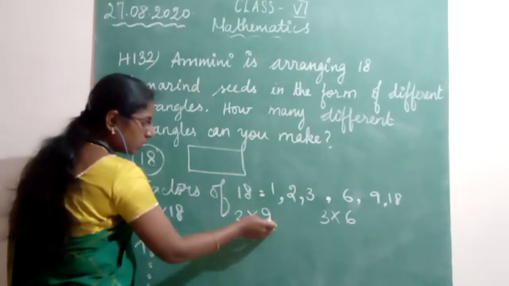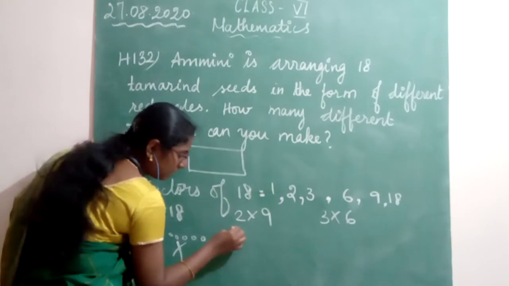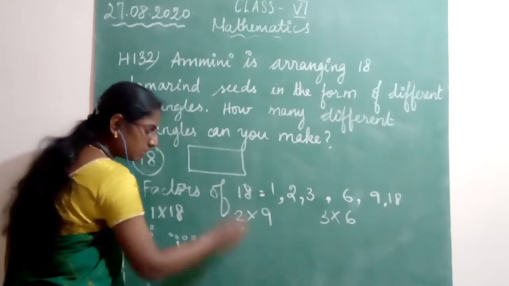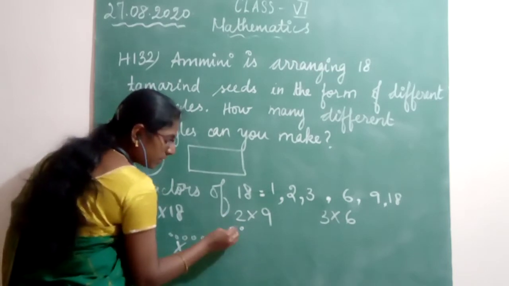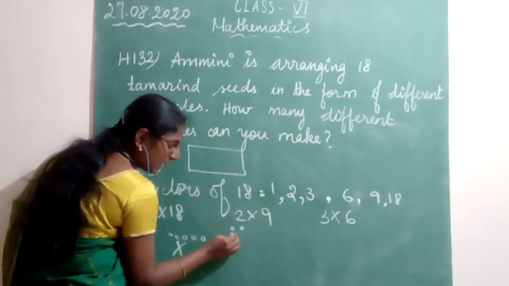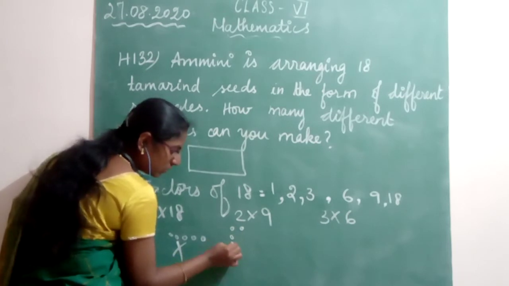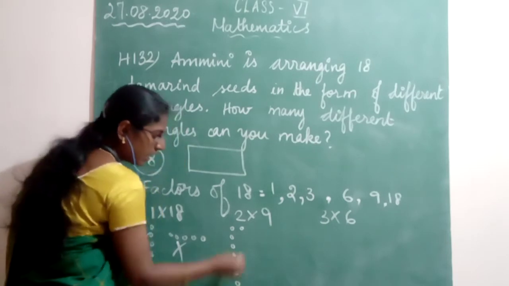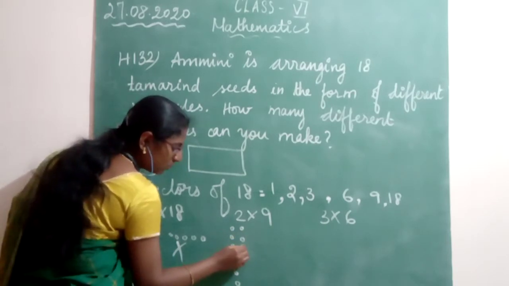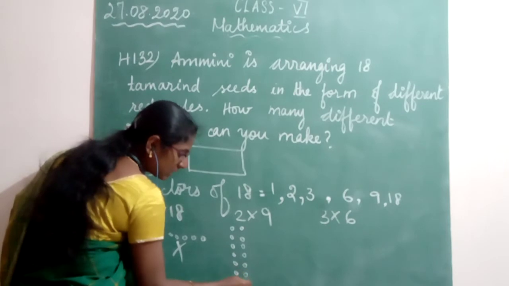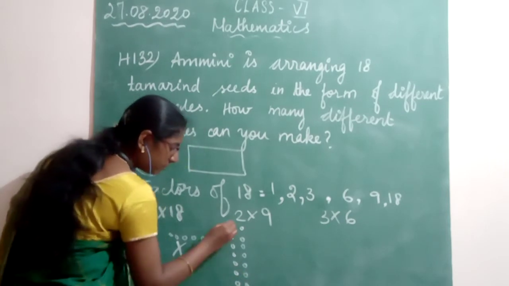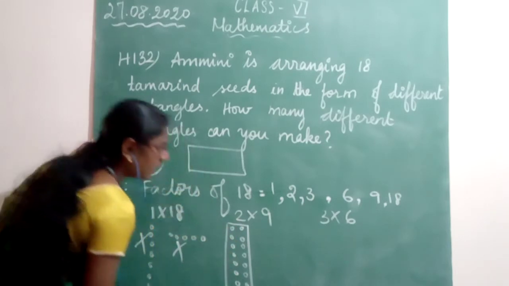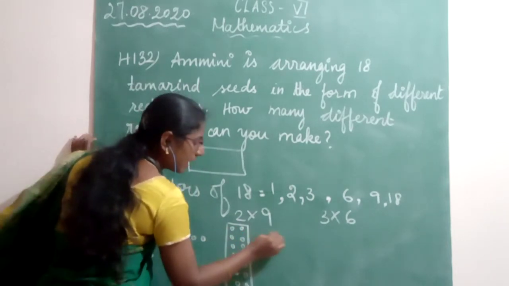So take 2 into 9. Now let me have 2 columns and 9 rows. See, first column I will have 9 seats: 1, 2, 3, 4, 5, 6, 7, 8, 9. And in second column also I will have 9 seats: 1, 2, 3, 4, 5, 6, 7, 8, 9. So this is a rectangle.